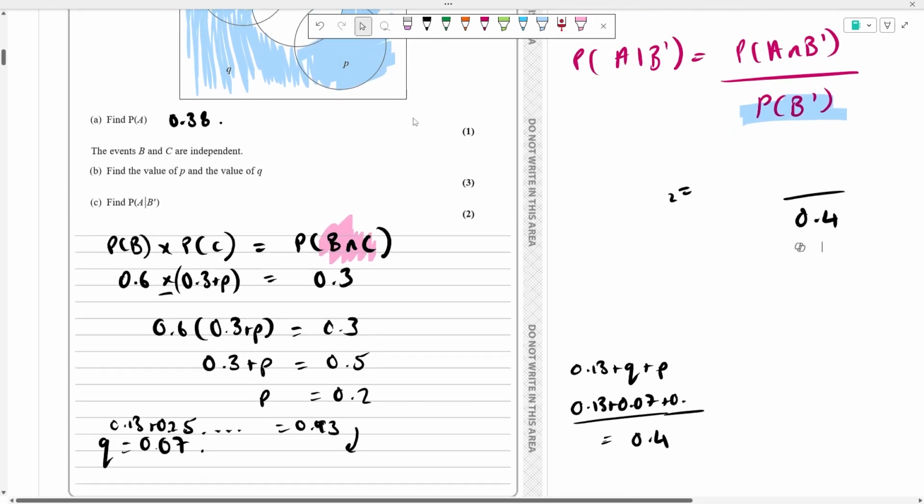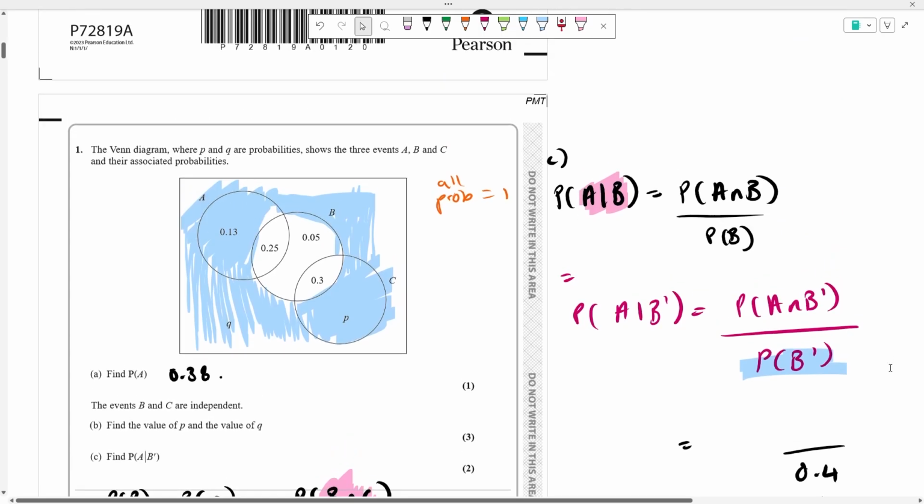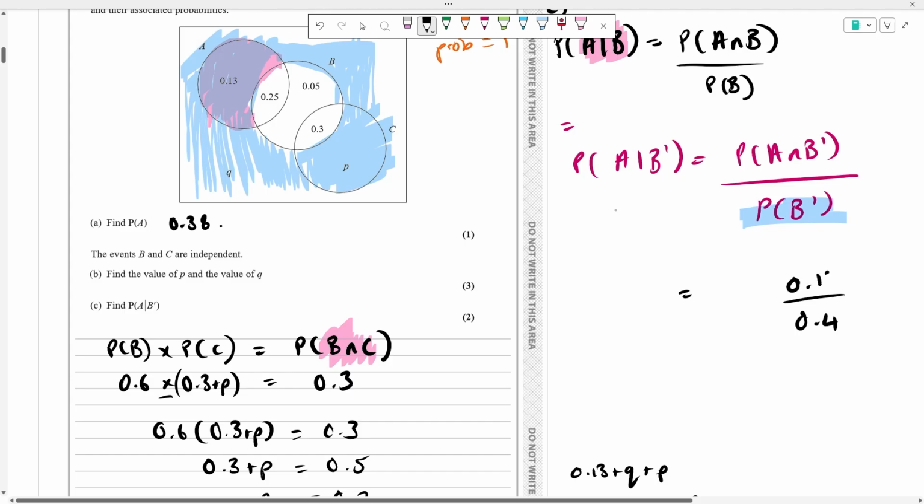Okay, perfect. Now on the numerator, if we go back to the idea of not B, we need to figure out where is A and not B. Within this section of not B, we are trying to find the overlap of where it is A at the same time. The only place where it's A is this section here, and the only probability within this section is 0.13. So we're just going to put 0.13 on the numerator.